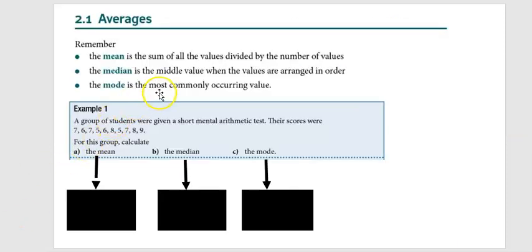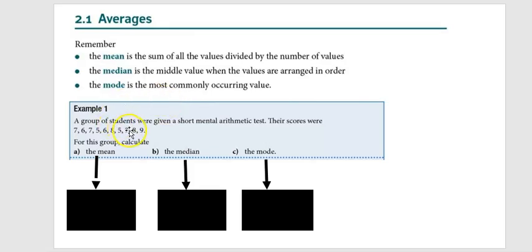The median is the middle value when the values are arranged in order. So you have to arrange it either from the lowest to the highest or from the highest to the lowest, and then you are able to decide and determine the median. The mode is the most commonly occurring value.